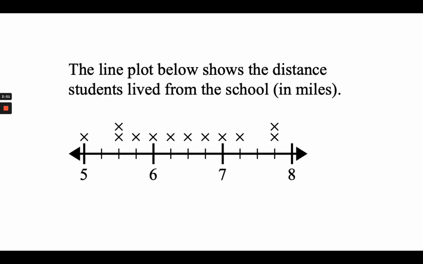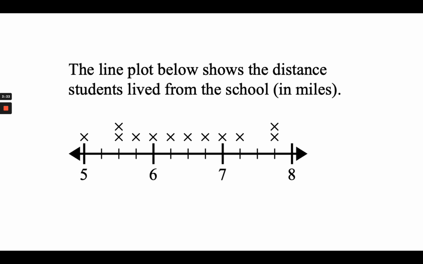Now let's take a look at another line plot and see if we can answer some questions based on it. But before I dive in, I'm going to analyze and interpret this data first. The line plot below shows the distance students lived from the school in miles. If I see 1 X above the 5, that means 1 student lives 5 miles from school. If I see 2 X's above 5 1/2, that means 2 students lived 5 1/2 miles from school, and so forth. I can look at 7 1/2 and realize no students lived 7 1/2 miles from school.